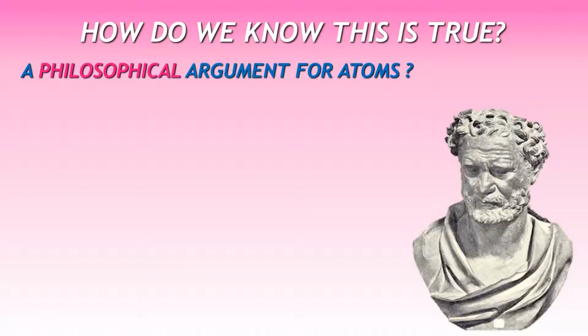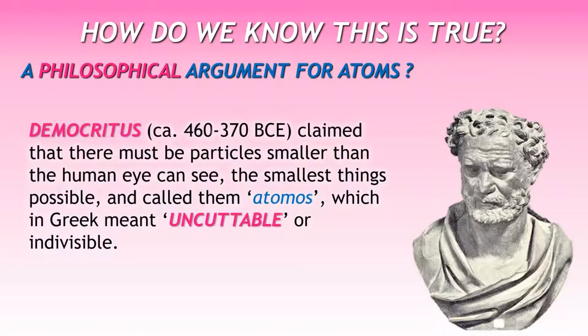One of these ancient Greek philosophers, Democritus, way back in the 4th century, claimed that there must be particles smaller than the human eye can see, the smallest things possible. And he called them atomos, which in Greek means uncuttable or indivisible. So small they couldn't possibly be cut anymore, the smallest things possible.